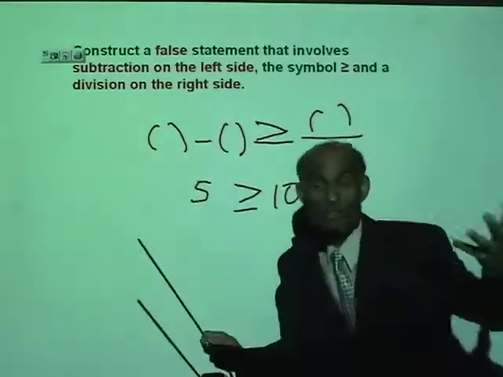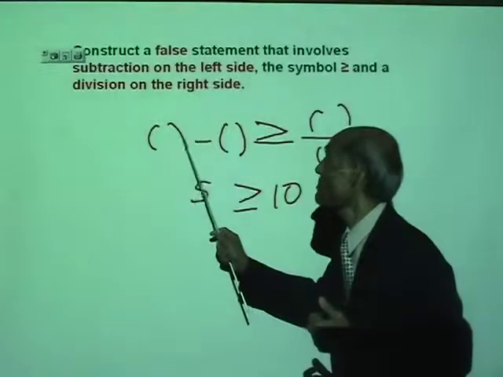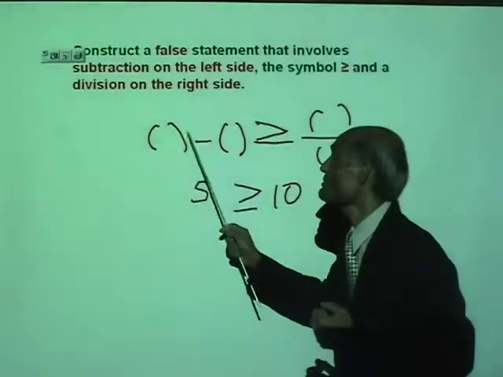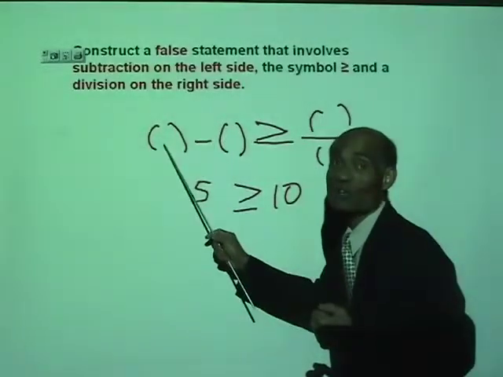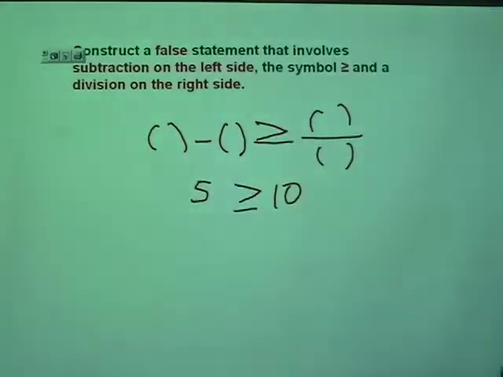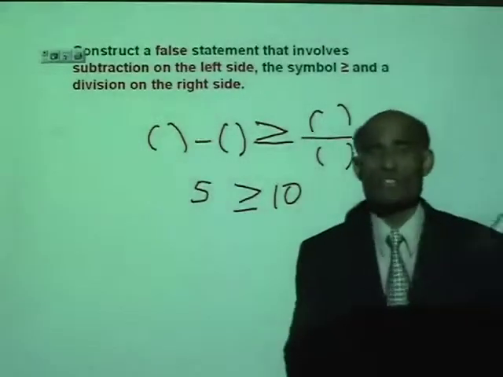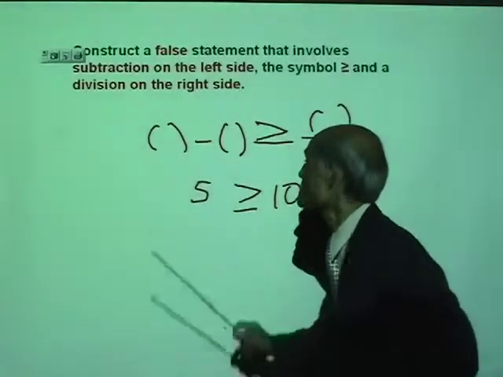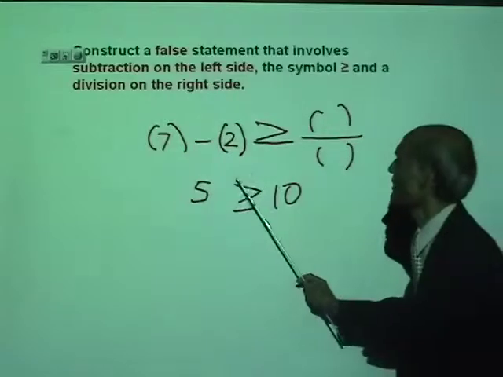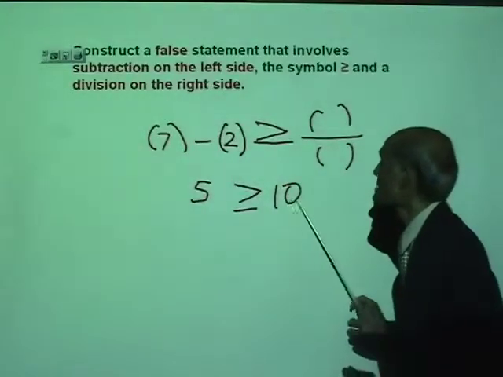You have many choices. I can say 10 minus 5, or 8 minus 3, or 7 minus 2, or 100 minus 95. Is that right? So I can put any number of my choice to get this 5. So I'm going to make a choice. Say 7 minus 2. And you know 7 minus 2 is 5. Greater than or equal to 10.